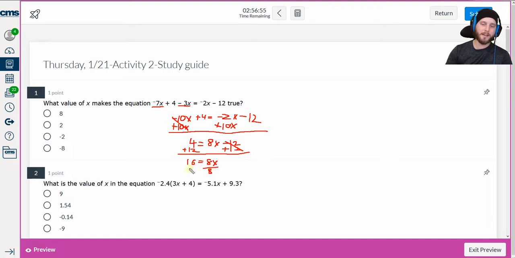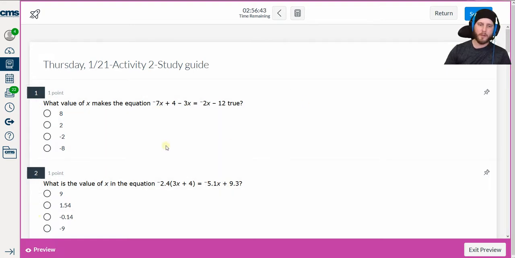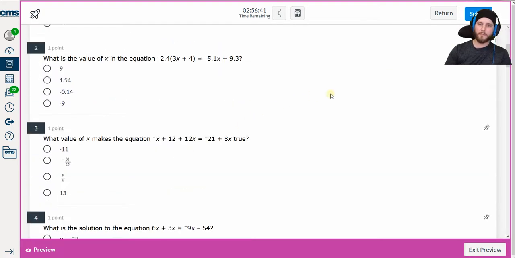Divide both sides by 8. I mean, 16 divided by 8, you can sort that one out. The answer should have been 2 for number 1. Let's go ahead and move on to number 2, which is, I'll scroll down far enough so I don't have to scroll past number 3 either. So number 2, what is the value of x for this equation?